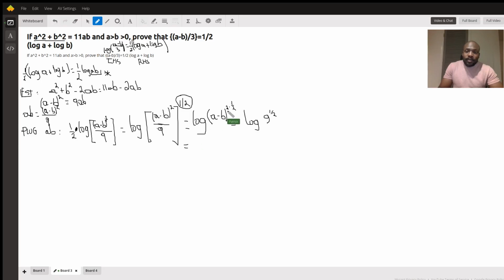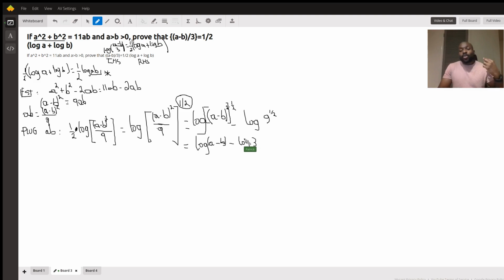And then log of ((a minus b) squared) to the power of 1/2 is really, you multiply the exponents. 2 times 1/2 is just 1. So you're going to have log (a minus b), and then minus log of 9 to the 1/2. 9 to the 1/2 is just the square root of 9, which is 3. So log 3.